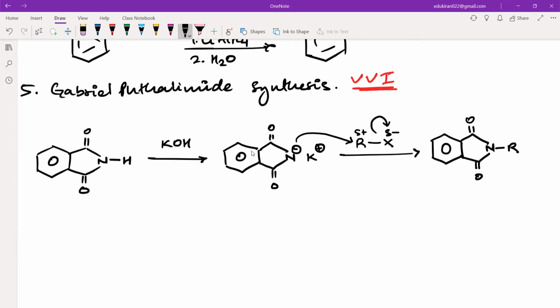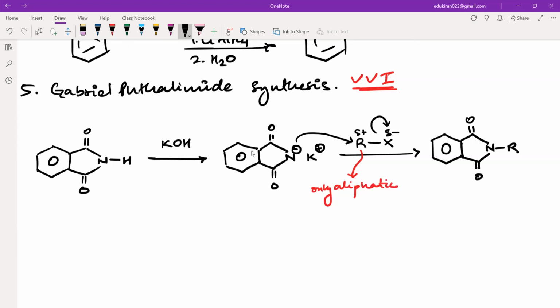Yes, sir. Okay. Now, one thing that I should remind you here. This is not very important in the board examination, but still, this should be aliphatic. It can be only aliphatic. Aromatic cannot break the RX bond due to partial double bond character.